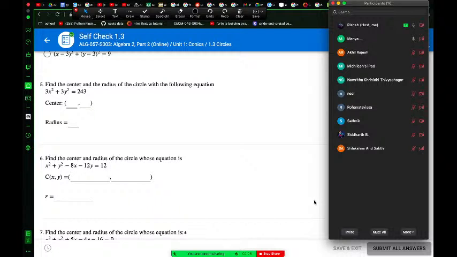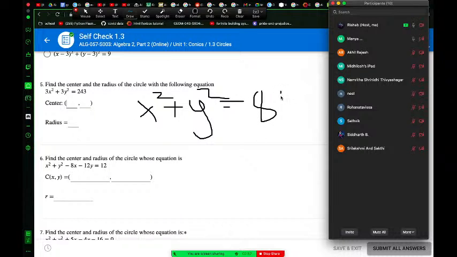I'm just dividing everything by 3 right now. One side of this equation and the other side. Yeah, that's a good move. So 243 divided by 3 is actually 81. You don't need a calculator to do this because 24 divided by 3 is 8 and 3 divided by 3 is 1.